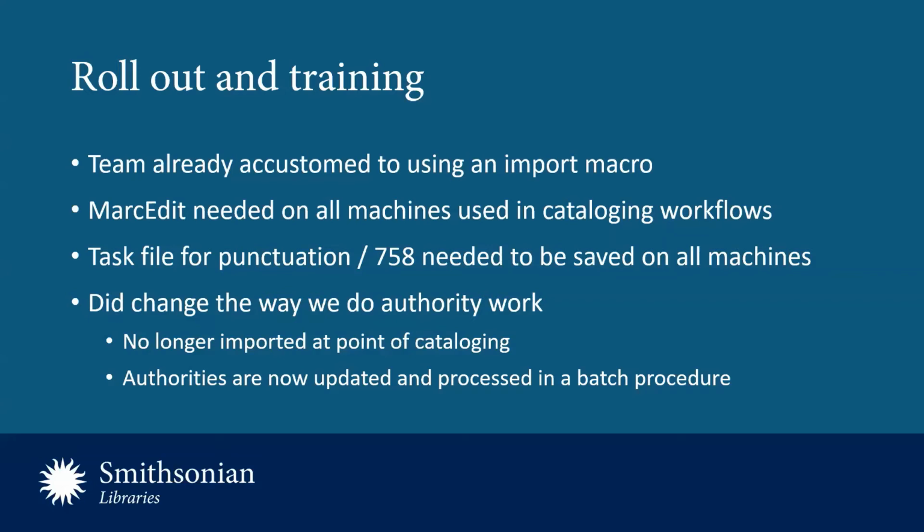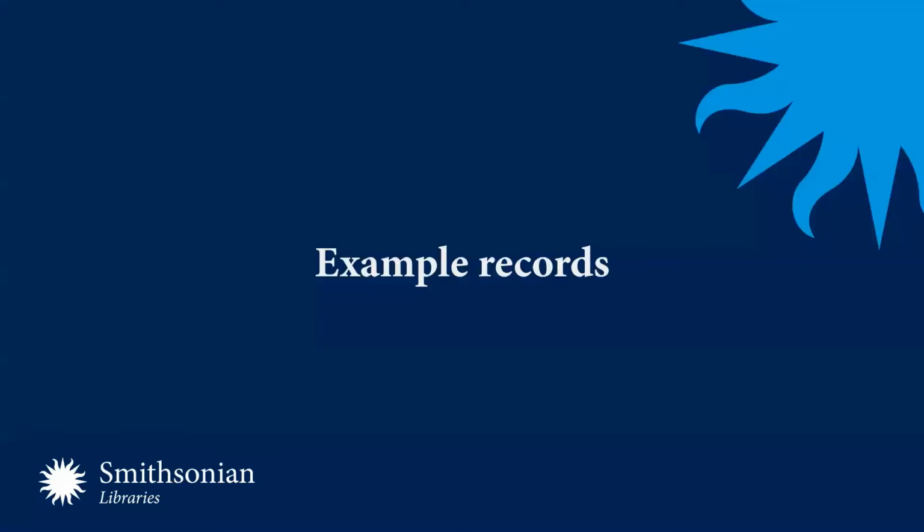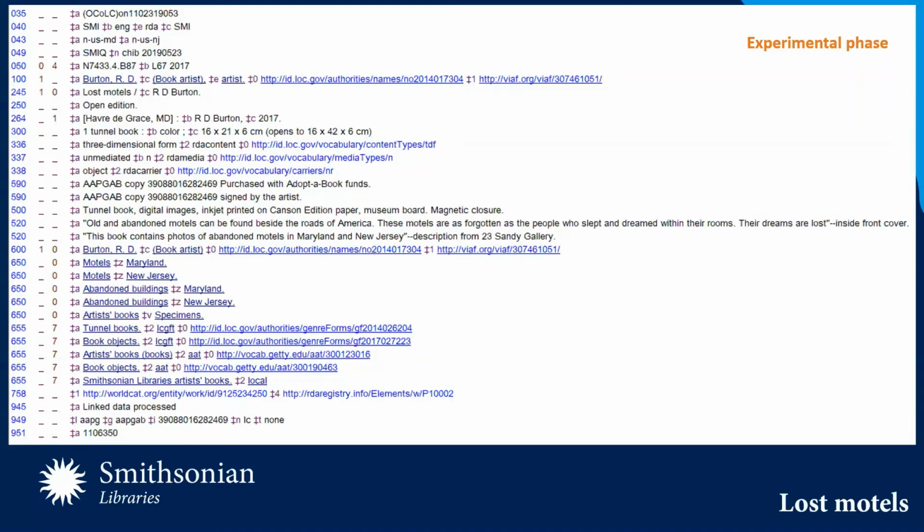We have also discovered in this telework environment that our macros don't work because of timing issues with remote desktop. So we are using this opportunity to train people on how to do things the long way, which is not necessarily a bad thing. I have some example records to show y'all, and I am using artist books because those are the materials I tend to catalog. I'm going to show you phases in this macro development so you can see the difference. So here we are in our first test run stage, our experimental phase on this macro.